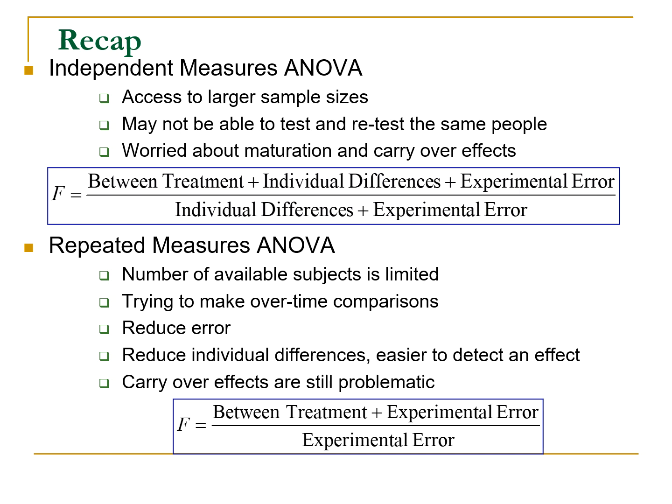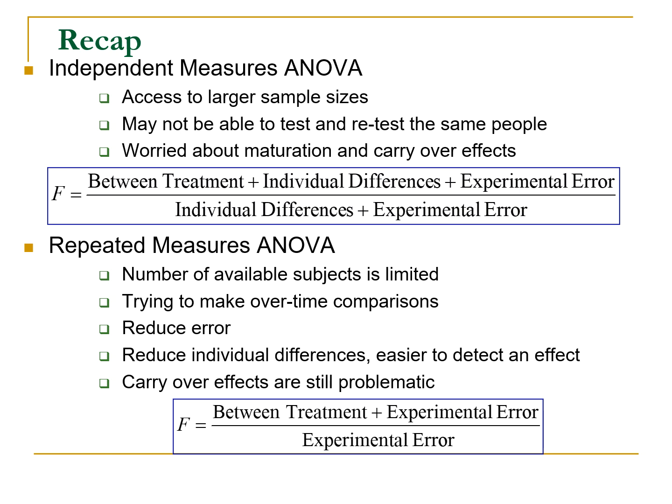So a recap. For the independent measures ANOVA, we have access to a larger sample size, so it's okay to have different people in different groups. We may not be able to test and retest the same people, or we're worried about those effects. And we may be worried about time, maturation, and carryover effects. Theoretically, at the top of the equation, we have the between treatment, the individual differences, and experimental error. And at the bottom, we have individual differences and experimental error.